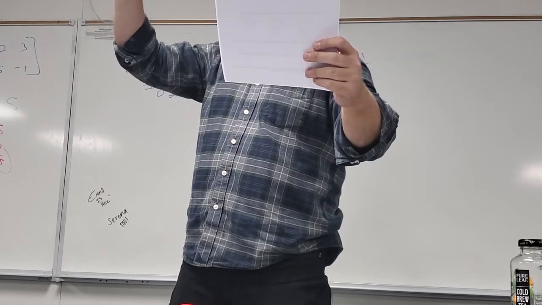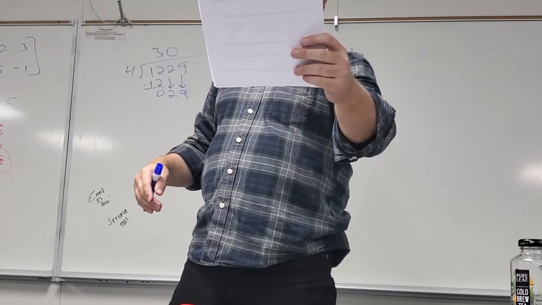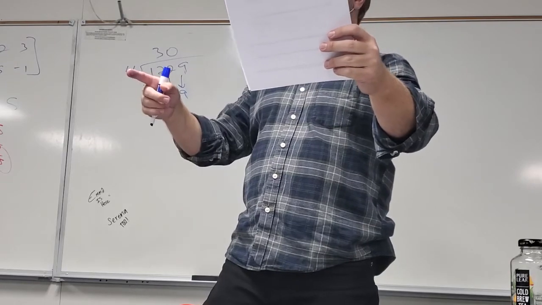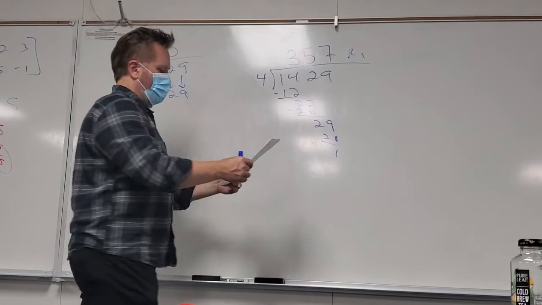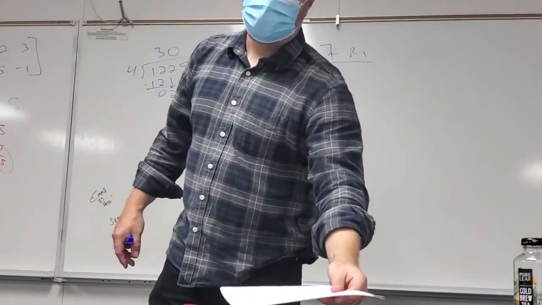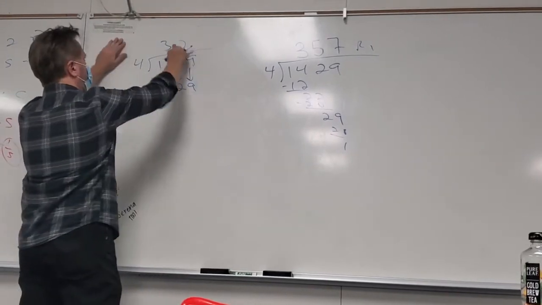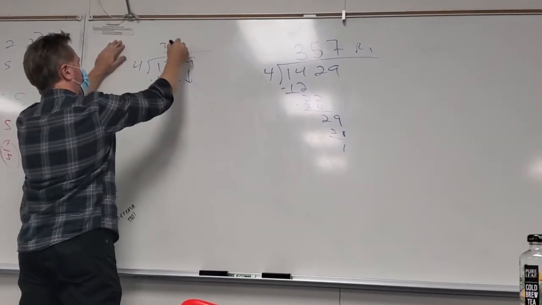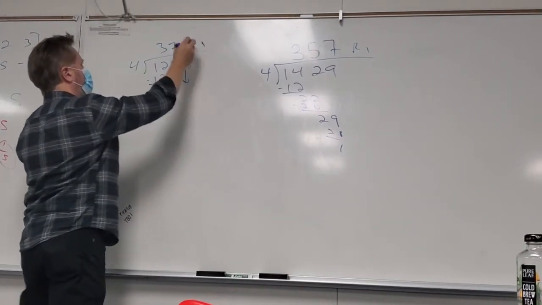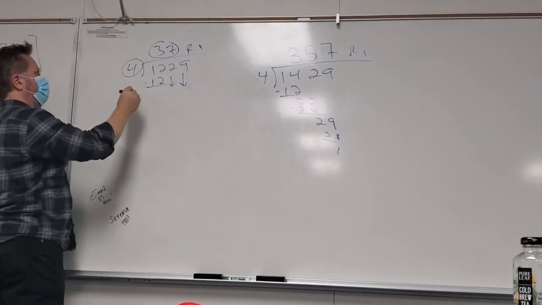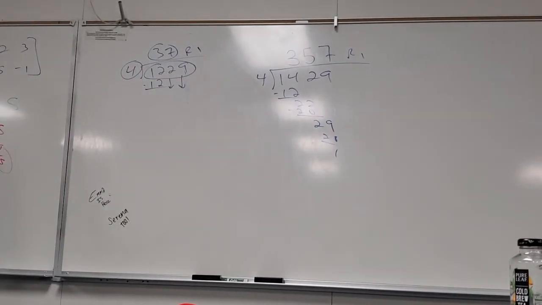Now, what does this mean? Use compatible number estimation for part A to check the reasonableness of each of the students' answers. Well, for what I did, I just did an easy number. I went down to 1200 because that went in evenly. So watch this. If their answer was 37, remainder 1, and this was correct, then 37 times 4 should be close to this, yes? So that's what that means.